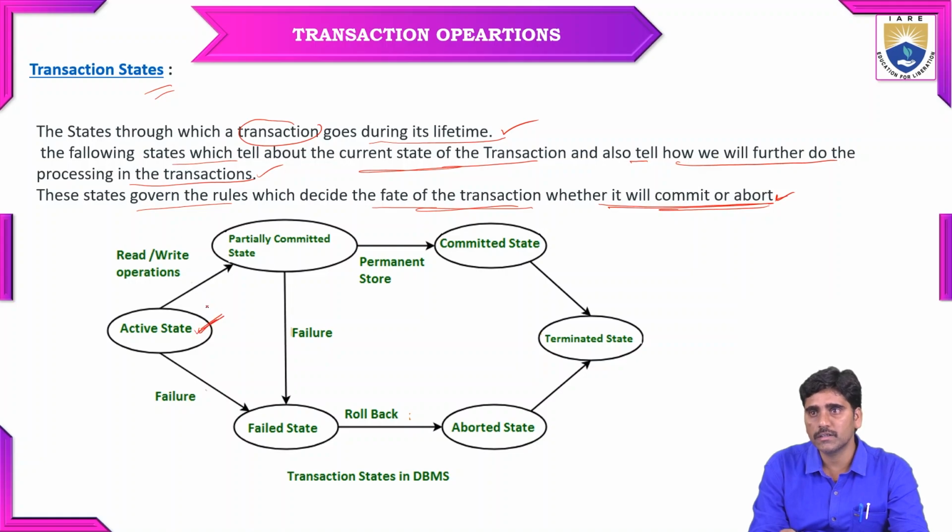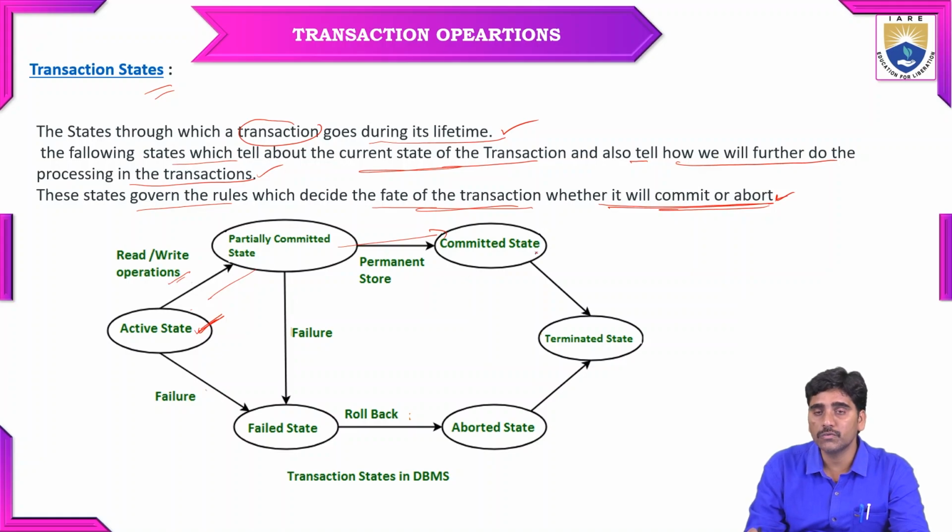Here the first state is the active state. It performs the read and write operations. Whenever it completes the read and write operations, it automatically moves into the partially committed state. If it is in the partially committed state, then the transaction is going to be saved permanently. That is, it is moved to the committed state.